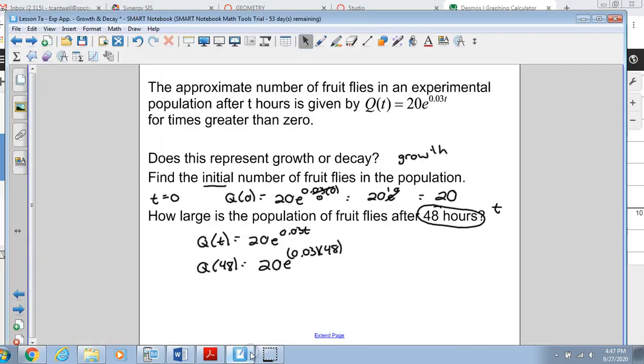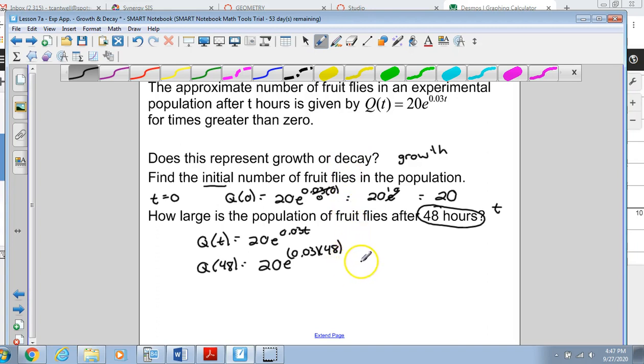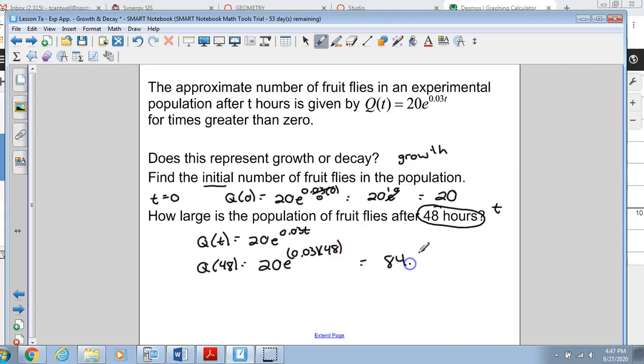So going back over to our note sheet, this gives us about 84.4, or in practical terms, that's about 84 fruit flies.